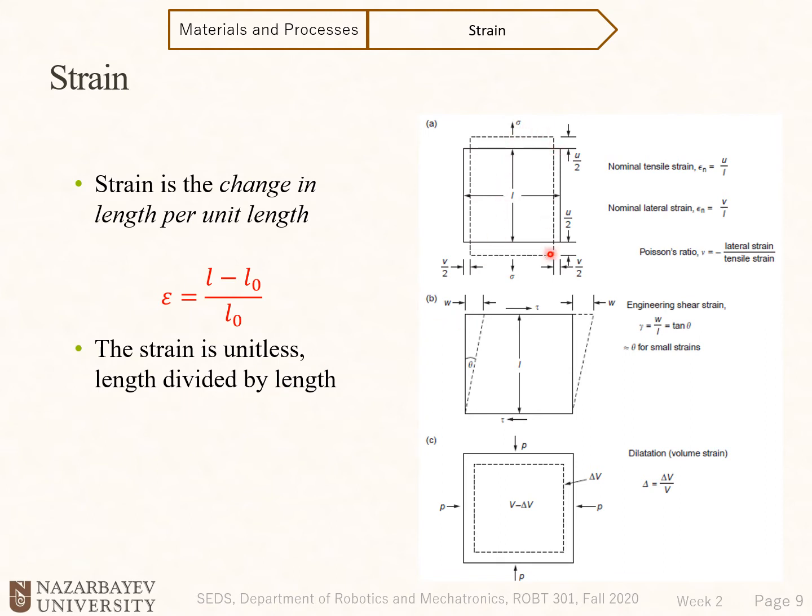So here we can see we have this square, which is an infinitesimal square of the specimen. So let's say we have the specimen. I'm going to draw it here. Okay.